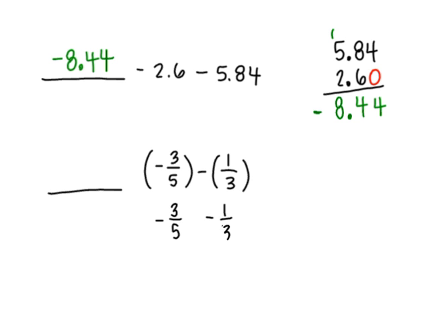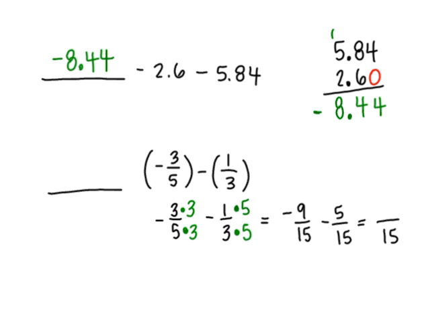The common denominator for this problem is going to be 15. So I'm going to turn this 5 into a 15 by multiplying it by 3. If I multiply on the bottom by 3, I have to multiply on the top by 3. To turn this 3 into a 15, I'm going to multiply it by 5, which means I multiply by 5 on the top and the bottom. So this would give me a negative 9/15 minus 5/15. And I know my common denominator is 15, so I just bring it over.